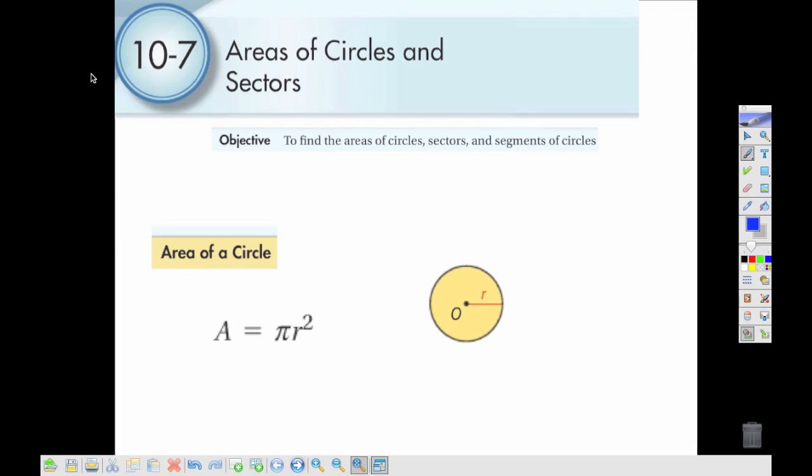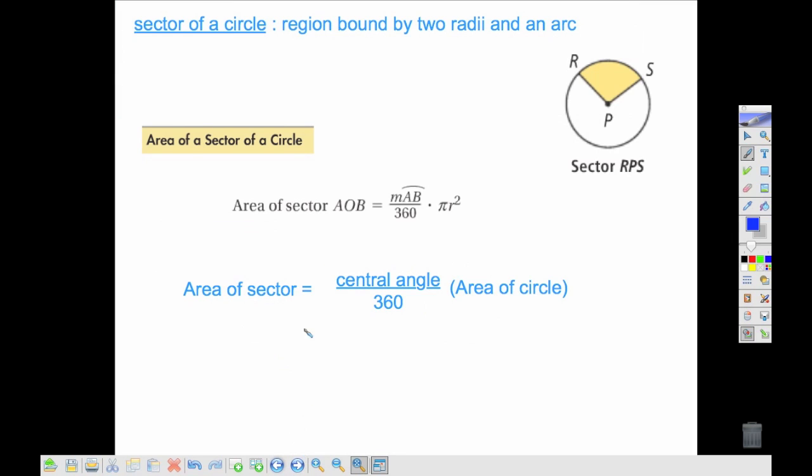Alright, in this section we're going to be looking at areas of circles, and we'll also be looking at areas of their sectors, which are going to be parts of them. So we should already know the area of the circle as pi r squared. But the next thing is the area of a sector, and a sector is when we take a part of a circle where we're going from the center, a couple of radii, and then the part that it cuts off.